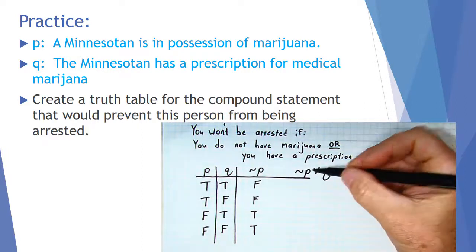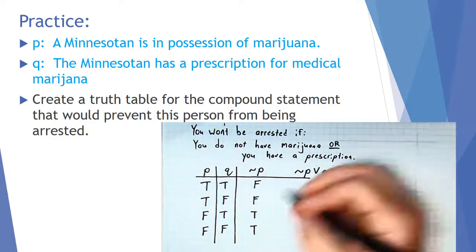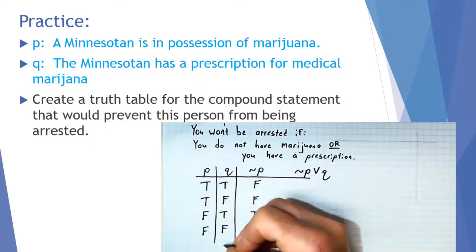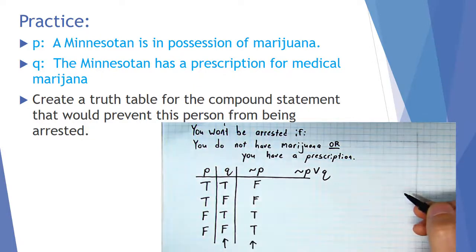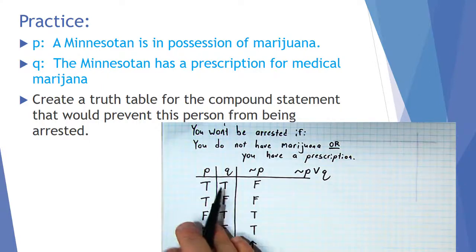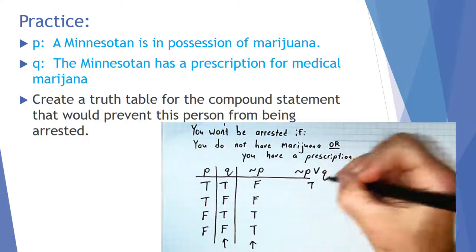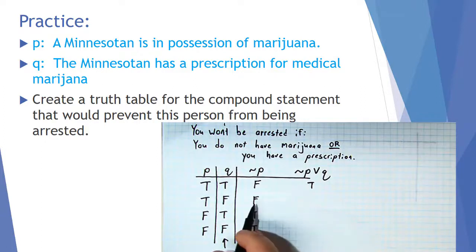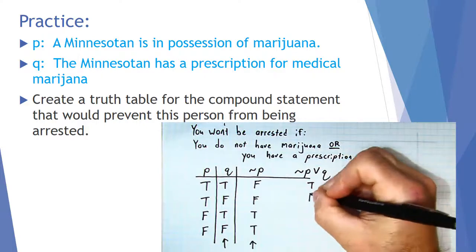And now we can fill in our not P or Q column. We're looking, do we have either not P or do we have Q? Well, in row 1, do we have not P or Q? Well, yes, that's true since we have Q. Row 2, do we have not P or Q? No, those are both false, so that condition is false.